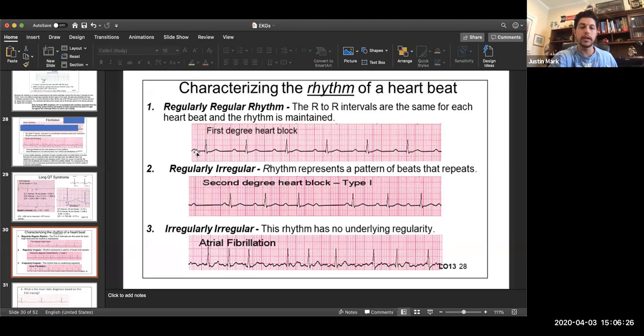So it's regularly regular. In regularly irregular, this is going to be our second degree heart blocks. Of course, by dropping a QRS complex, we're changing the RR interval at a particular place in the EKG. I think you guys can all see that. And then irregularly irregular just means everything is out of control. There's no regularity whatsoever, and that's where we would see AFib.